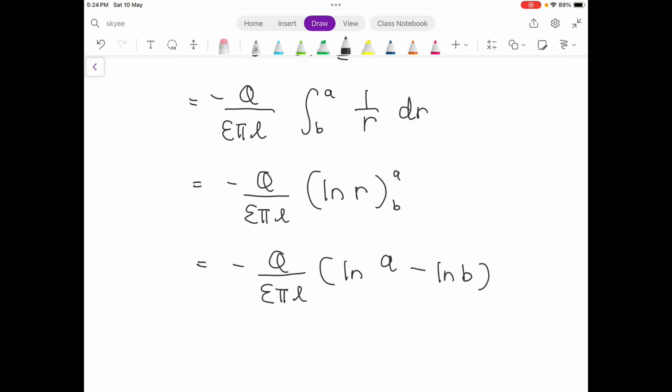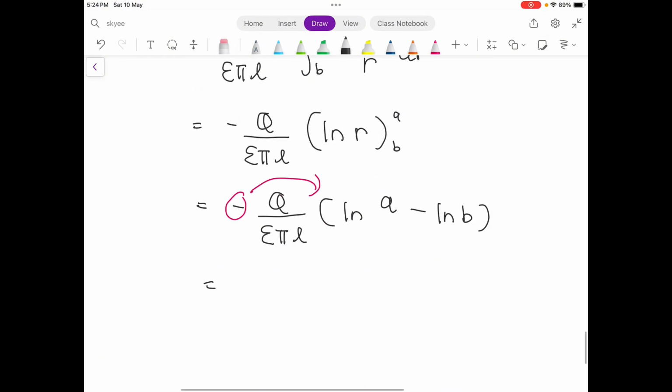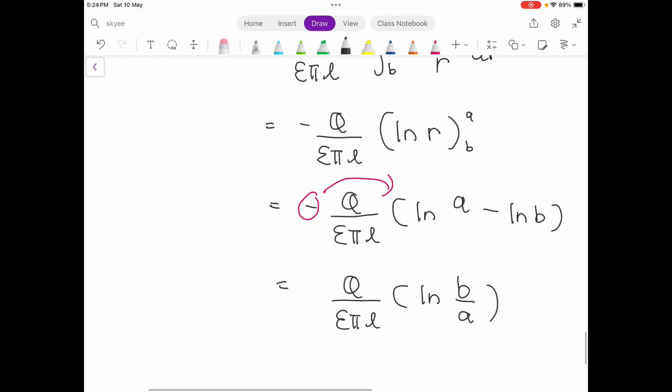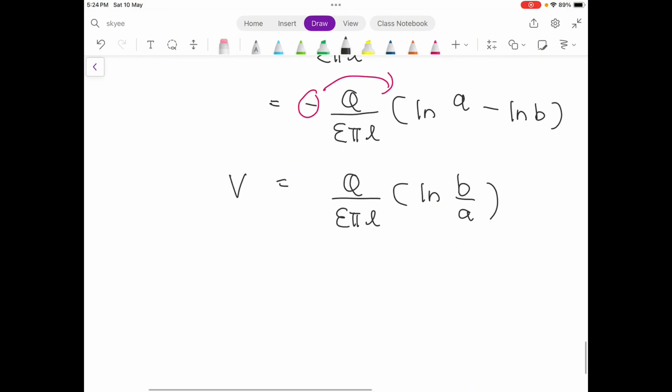If you put this negative inside the bracket, it would be Q over epsilon pi L times ln B minus ln A, so it's ln B divided by A. So this is your V. You get your V now.